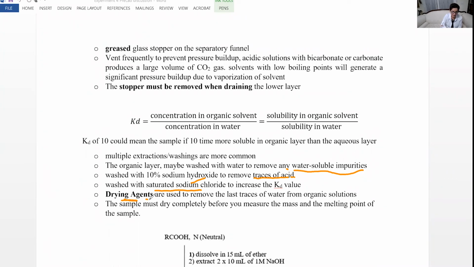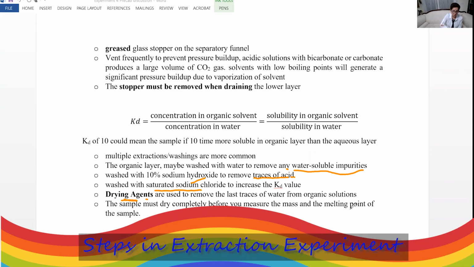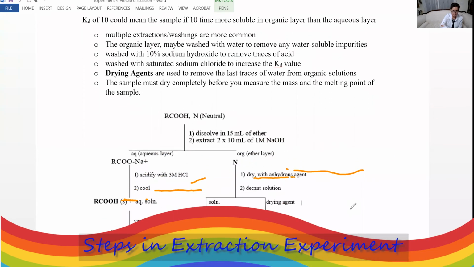The sample must be completely dry before you measure the mass or the melting point of the solid compound. And we talked about, especially the melting point, if it's not dry, it would be lowered and the mass would be higher than what is expected. So you want to make sure to dry your sample.